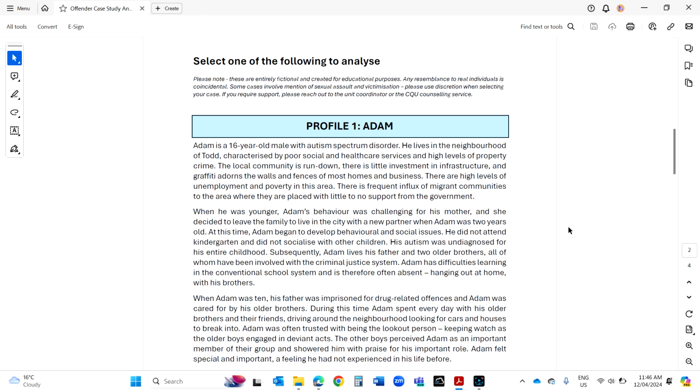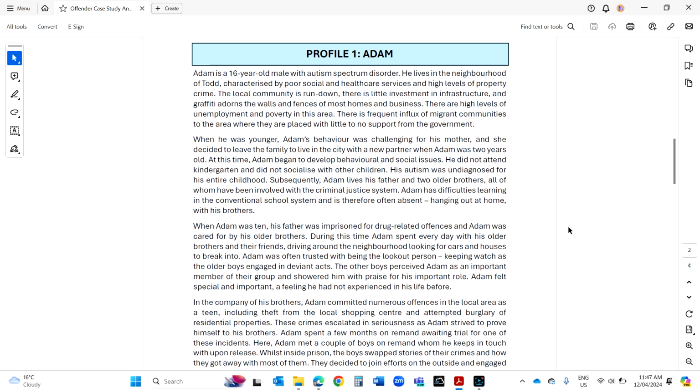So the first profile we have is Adam. Adam is a younger man. He is a 16-year-old male with autism spectrum disorder. He lives in the neighborhood of Todd. Each of your profiles will give you the social community context in which the person is living. It will give you their age, it will give you their gender.